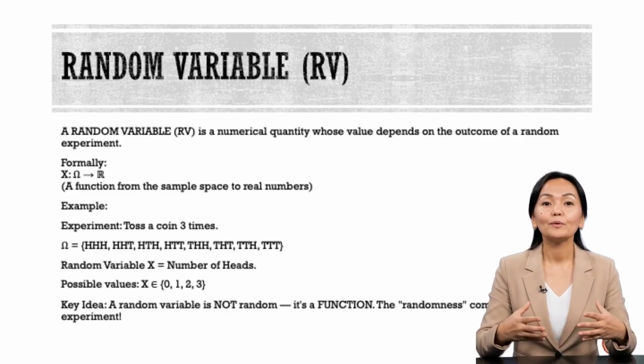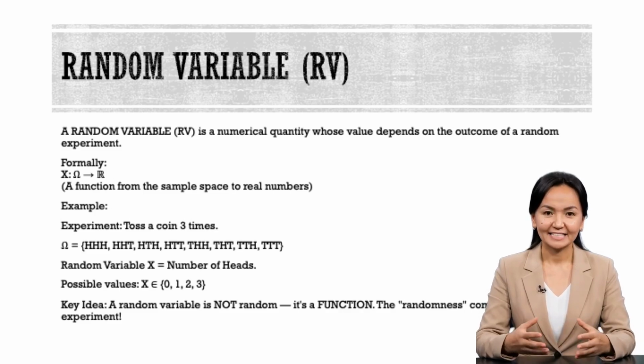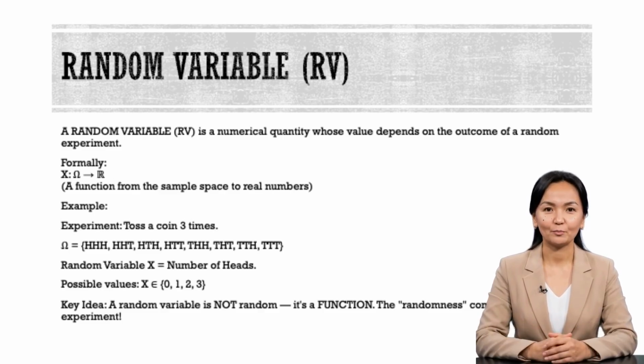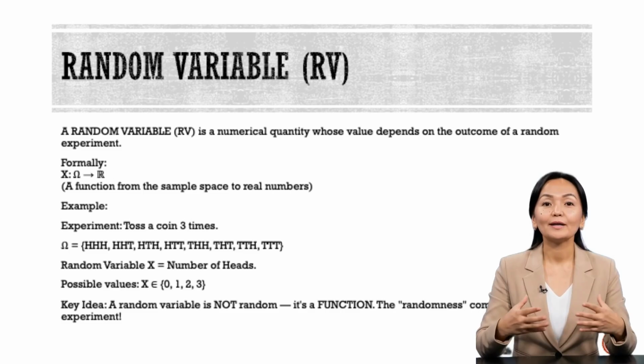Let's look at an example. Suppose we toss a coin 3 times. The sample space contains 8 equally likely outcomes: HHH, HHT, and so on. Now let X be the number of heads that appear. X can take values 0, 1, 2, or 3. Notice that X is not random itself, it's a deterministic function. The randomness comes from the experiment. For each outcome, X assigns a specific number. This is a crucial idea. A random variable is a function, not a random number.